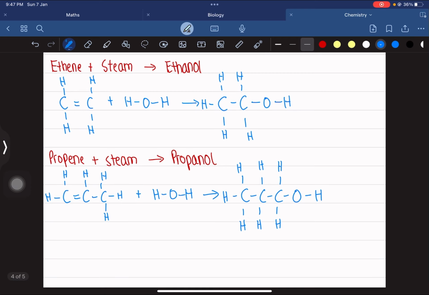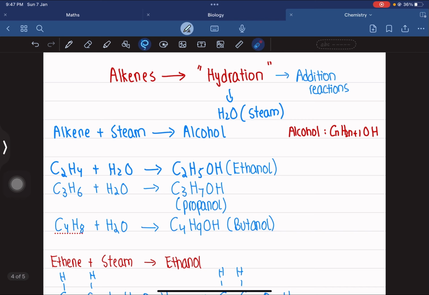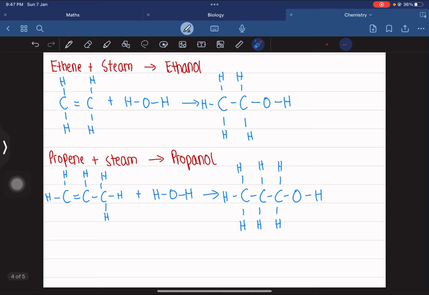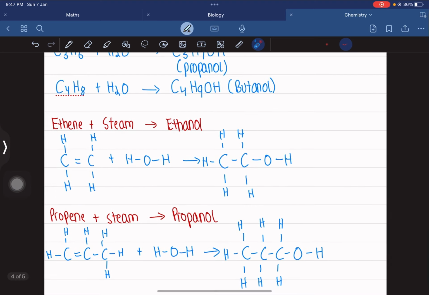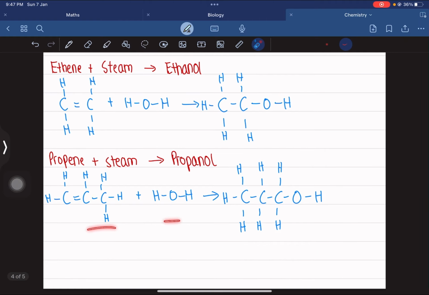So this is propanol. Remember that in addition reactions we only have a single product. Make sure you remember this. For example, propene and steam react to give only a single product. Just like here, ethene and steam react to give me a single product. Why? Because this is an addition reaction. We can see that these both add up to give a single product, just like if I add 2 plus 1, it gives me 3.